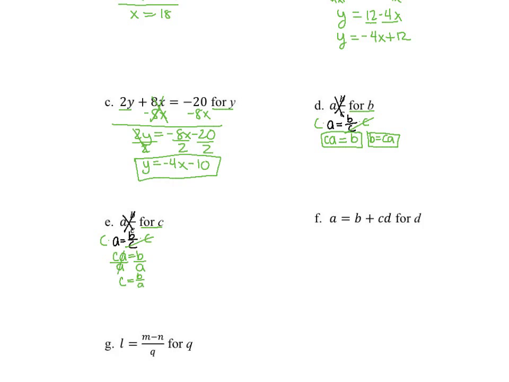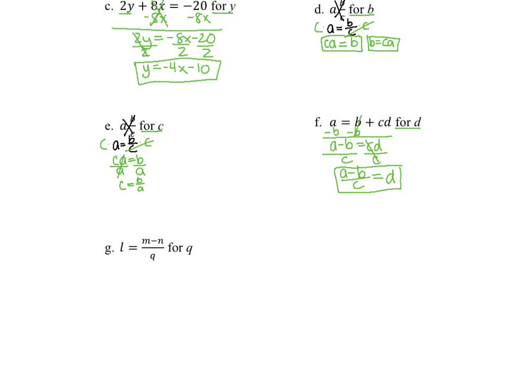Example F. I have A equals B plus C times D. I need to solve for D. So the first thing I'm going to do is subtract this B from the other side, to get that out of the way. B's cancel, so I have A minus B equals C times D. Well, this is multiplied, the C times D. So to get the C away, I'm going to divide everything by C. So the C's cancel. So I'm left with A minus B over C, all equal to D. And that is my final answer.